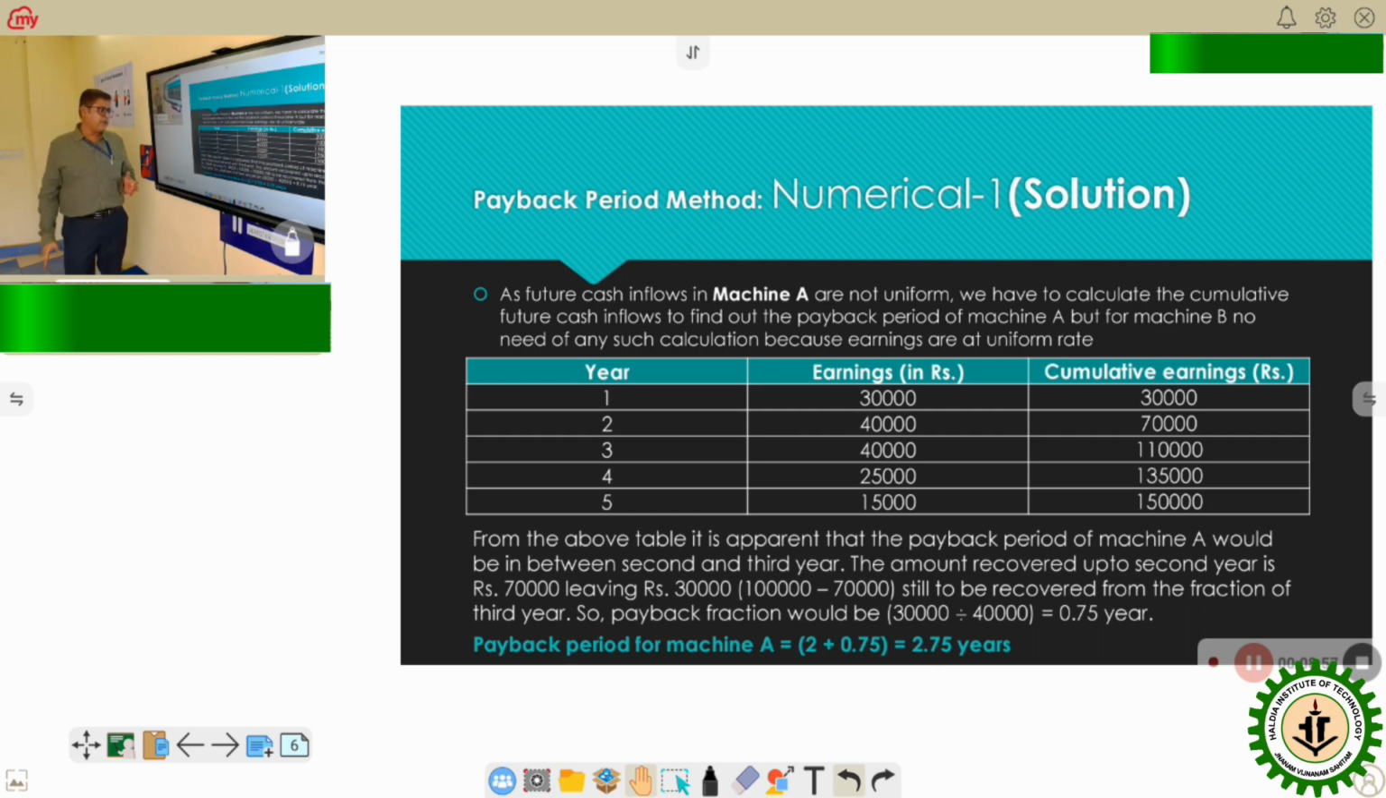If we consider that 1 year comprises 12 months, then 3/4 of the year will be 9 months. 0.75 of the year means 9 months. So the total payback period of machine A is 2 plus 0.75, or 2.75 years, that is 2 years 9 months. Now we will compute the payback profitability.